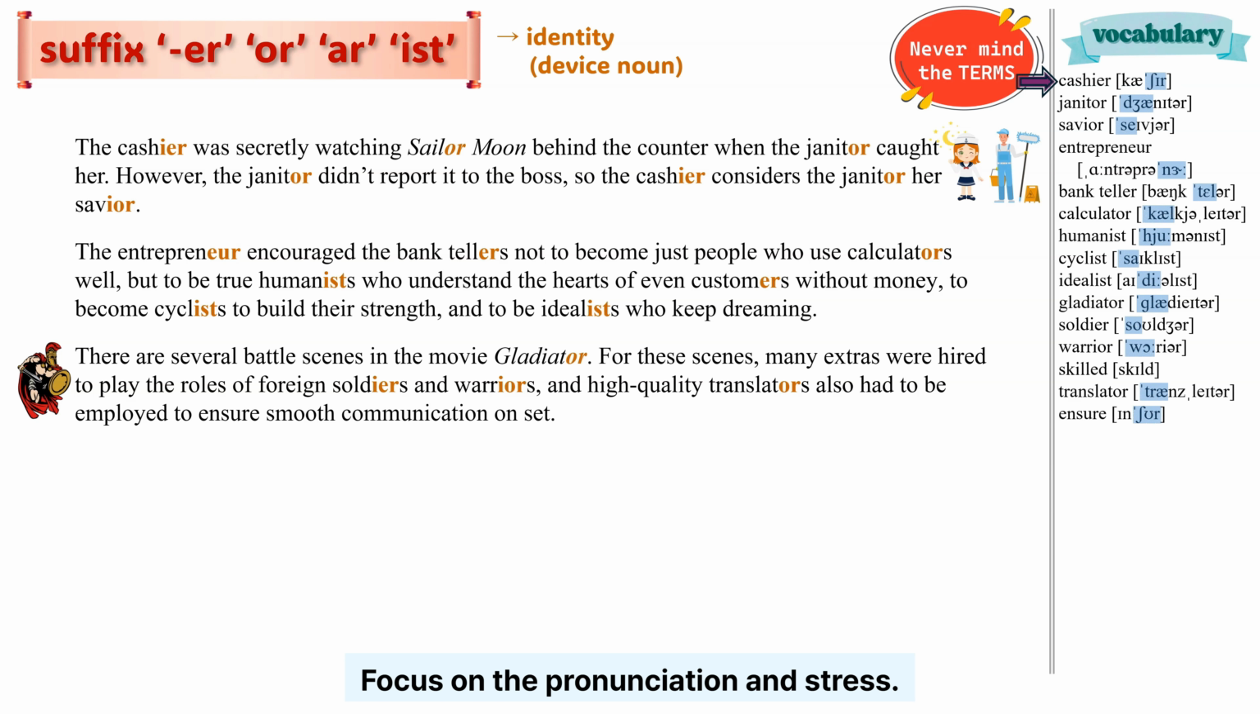Focus on the pronunciation and stress. Don't try to memorize each word. Get used to the sentences themselves. The cashier was secretly watching Sailor Moon behind the counter when the janitor caught her. However, the janitor didn't report it to the boss, so the cashier considers the janitor her savior.